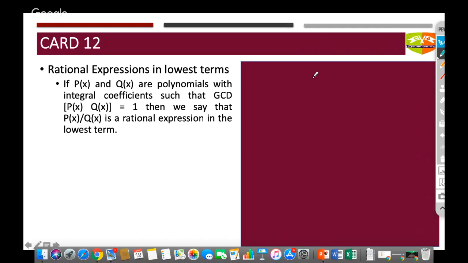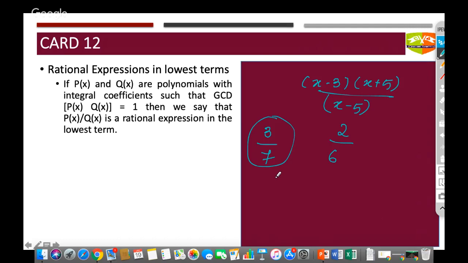So you take any number. Suppose you take an expression like this: (x minus 3)(x plus 5) divided by (x minus 5). Now is this in lowest form or not? Or let me take another number, 3 divided by 7. Whether this is in lowest form or not. Let me take a number 2 divided by 6, whether it is in lowest form or not.